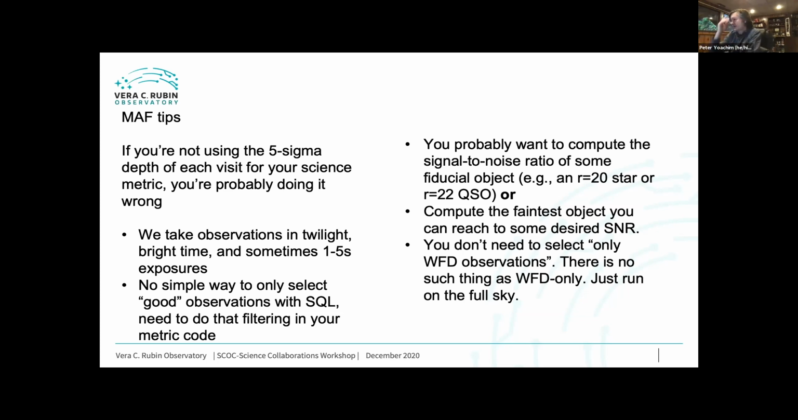And you don't need to select only wide, fast, deep observations. There's no such thing as a wide, fast, deep only observation. So just run on the full sky. Running on the full sky is a great way to test your science metrics, because just about all of them should do really well in the deep drilling fields, and almost all of them should do poorly on the edges where there are just a handful of visits. So it's a really easy way to check that your metric is behaving and scaling properly, because we have such a variety of observation depths across the sky.